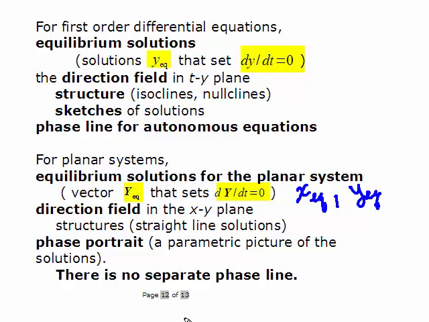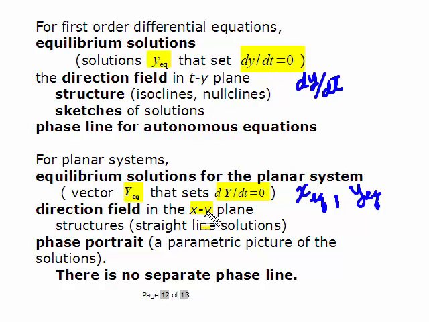Then in the first order system, we went to the ty plane and we did a direction field. The direction field was little vectors, little lines, and the slopes of those lines were equal to the value of that first derivative in the differential equation evaluated at that point. We look for isoclines, we look for nullclines, and then we sketch solutions. That all happened in the ty plane. In this chapter, the direction field is not in the ty plane. It's not in the time plane at all. It's in the xy plane.